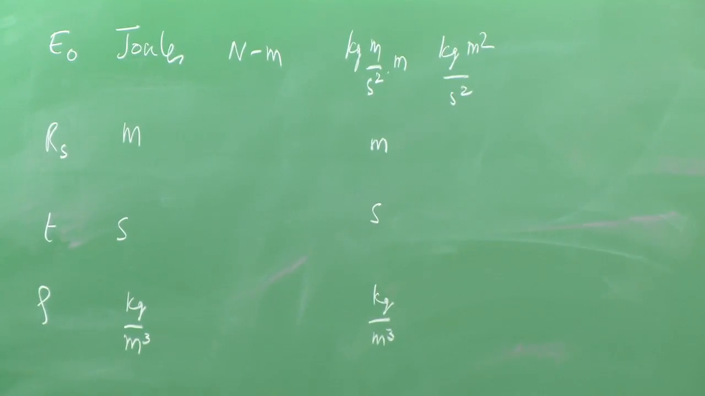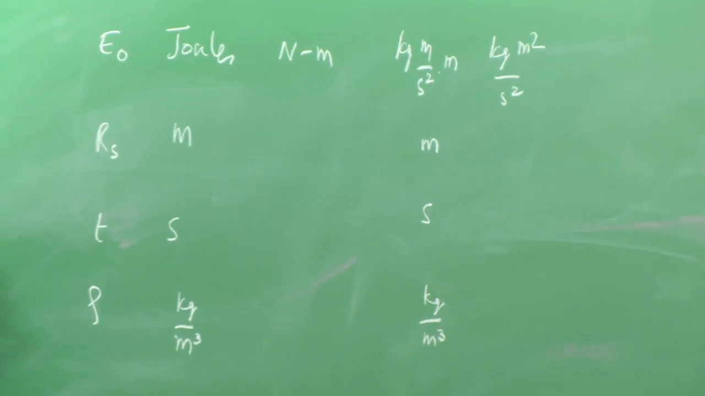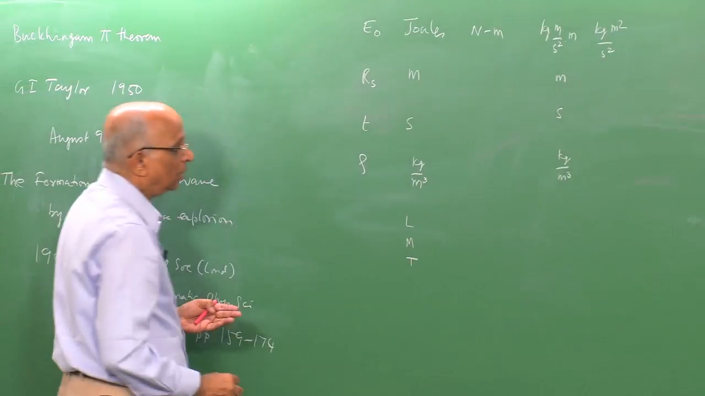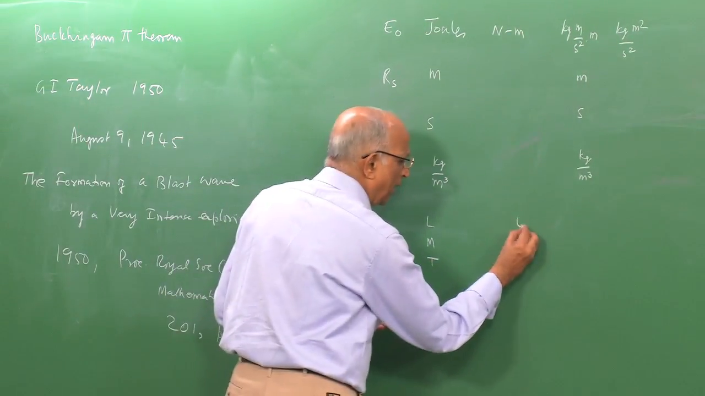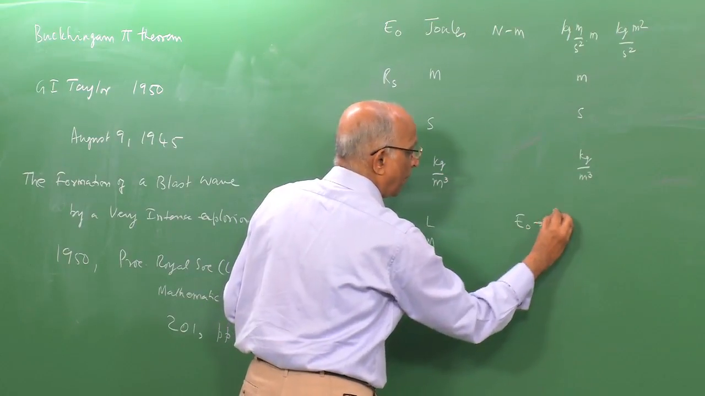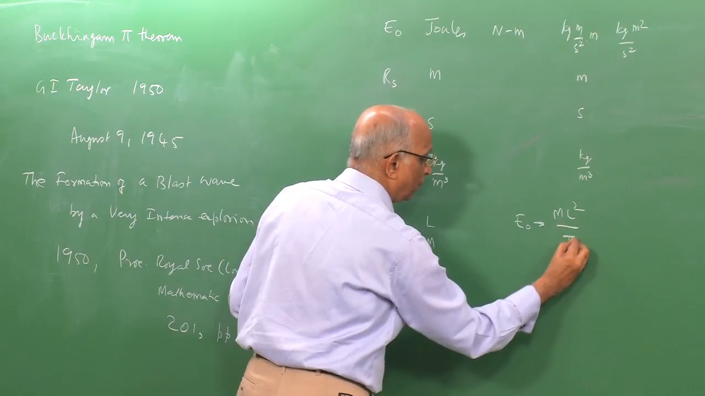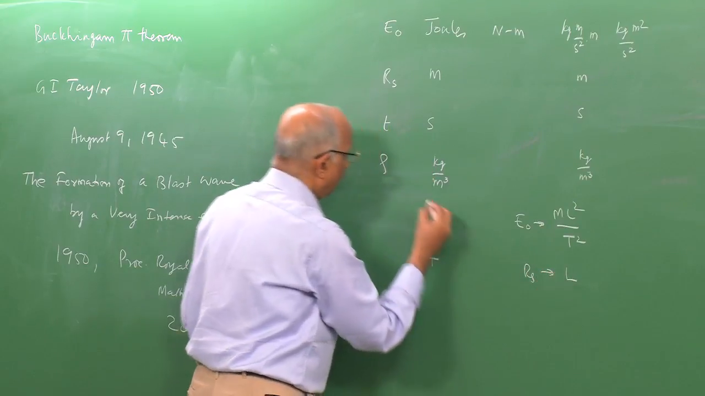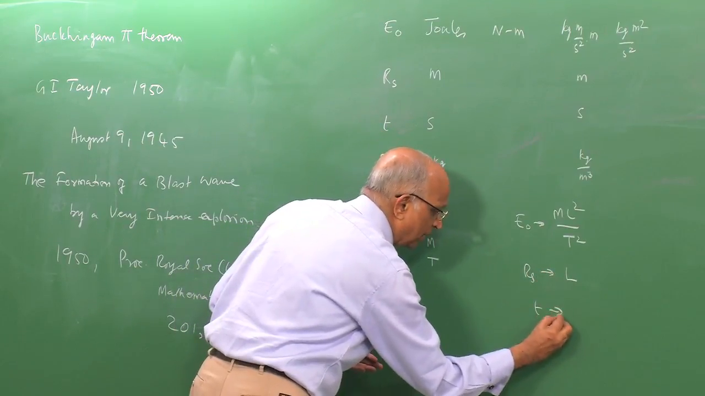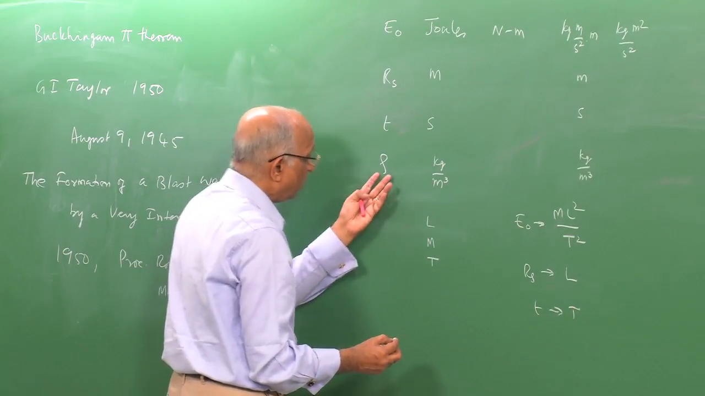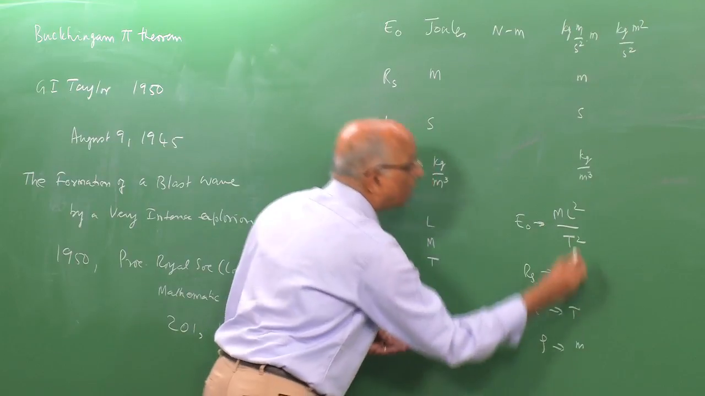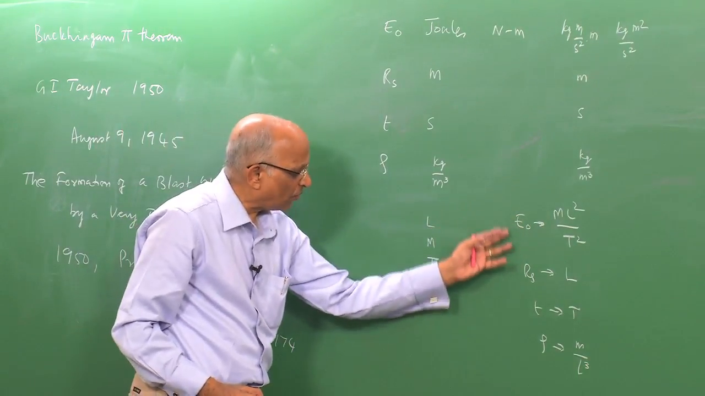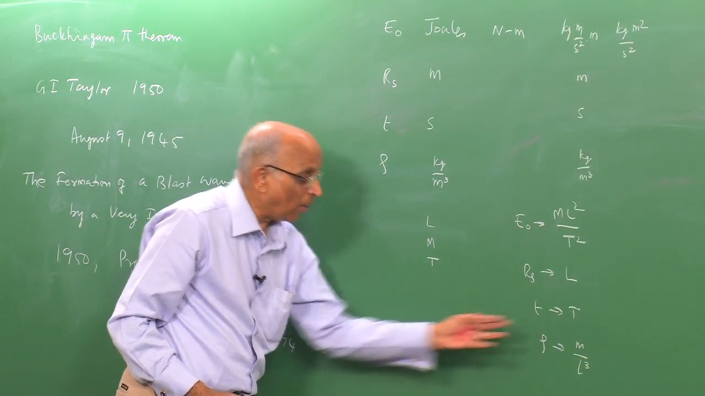If I were to put this in terms of the dimensions, well, dimension of meter is length scale, linear distance, L, mass is m, time is t. Therefore, I could say that the joule energy has units of m L square by t square. The unit of RS distance is L, the unit of time is t. Well, rho has units of m, that is mass divided by L cube. Therefore, you have the dimensions of energy, distance, time and rho as given.